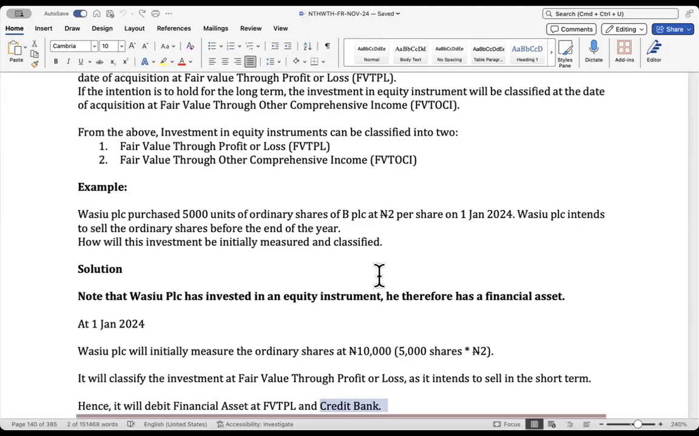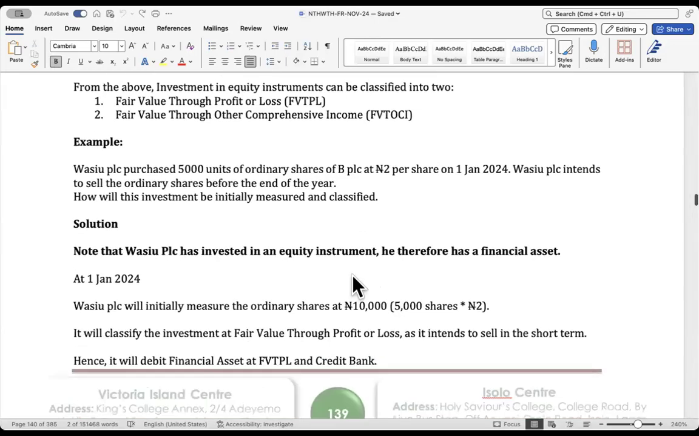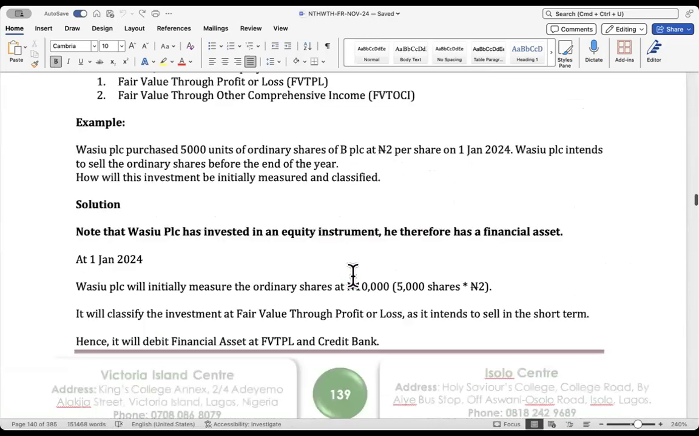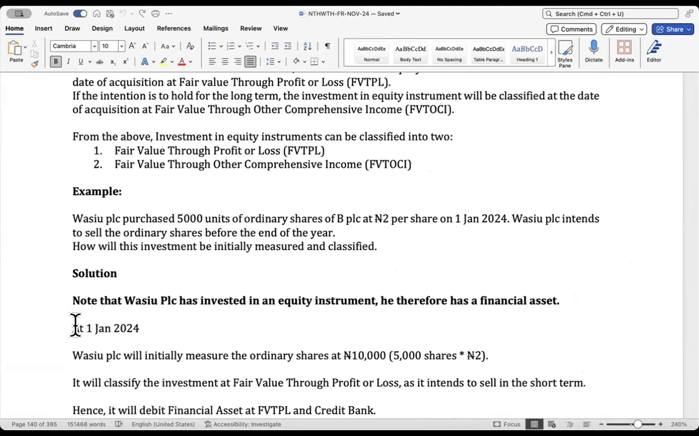So all of this is happening at the date of acquisition, the date you bought those shares, 1st January 2024. If you look at the question, how will this investment be initially measured and classified? I'm still going to get to the end of the year. I think all of you already understand this. You are just thinking ahead, which is beautiful.